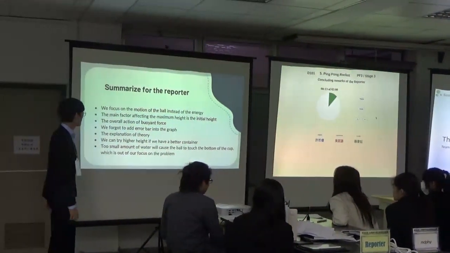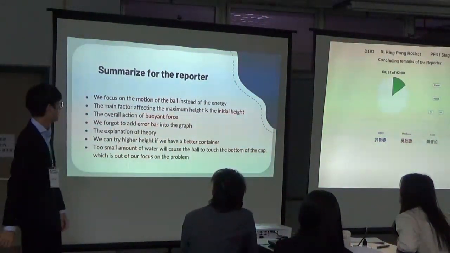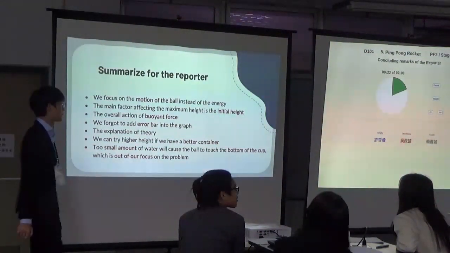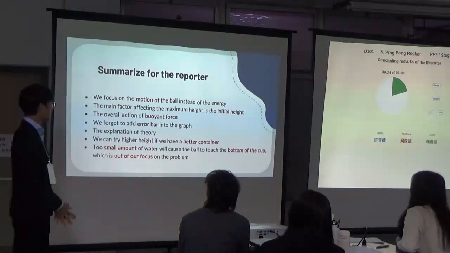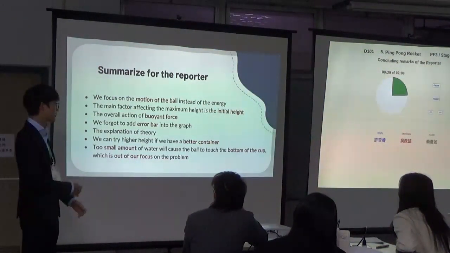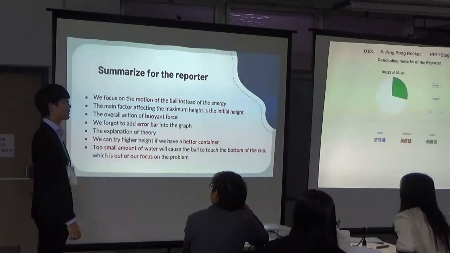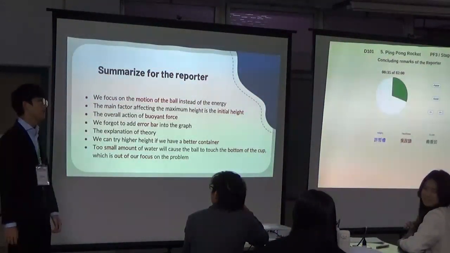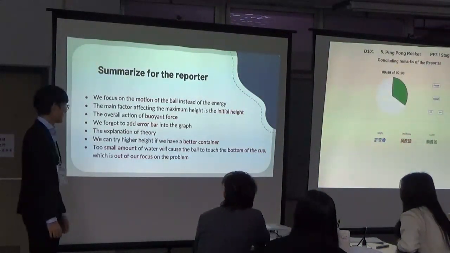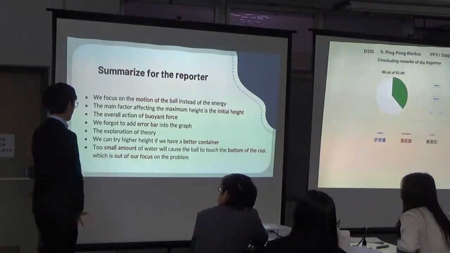Continuing remarks from the reporter. So first, we focus on the motion of the ball instead of focusing on the energy. And the main factor affecting the maximum height according to our theory and our experimental results is the initial height. And the opponent discussed the overall action of buoyant force. And we believe that the return of buoyant force after collision is the main factor affecting this phenomenon. And we forgot to add error bars to the graph. That's our mistake.